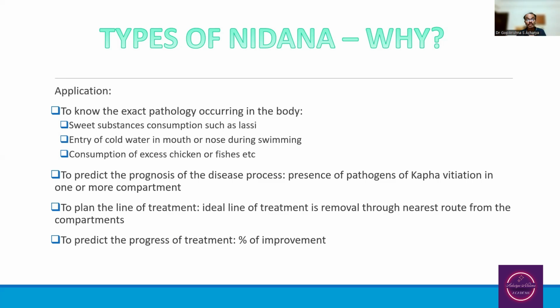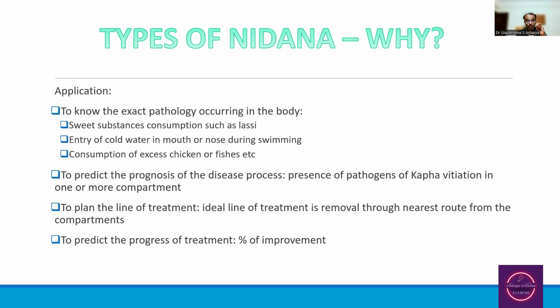Similarly, the consumption of chicken or fish is considered to be responsible for the kapha dosha vitiation in the alimentary canal initially. As per Ayurveda, chicken comes under the domestic animals, and fish comes under the aquatic animals. If the person is consuming the meat of either domestic animals or aquatic animals, there may be a possibility of increase of kapha dosha in the body.